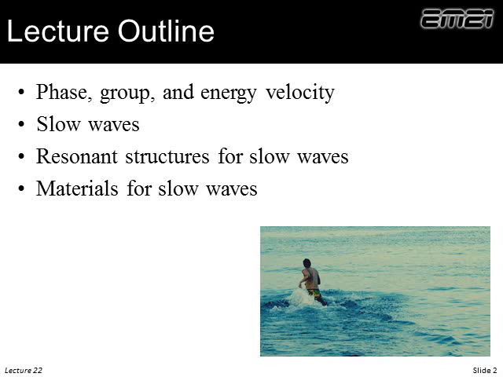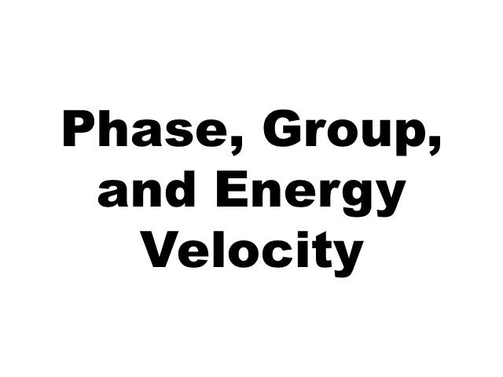Given that, then we'll start discussing structures and configurations that produce slow waves, and I have those roughly divided into two categories. There's resonant structures that produce slow waves, like photonic crystals, things like that, and then also the pure bulk materials that can also produce slow waves. On to the phase, group, and energy velocity stuff.